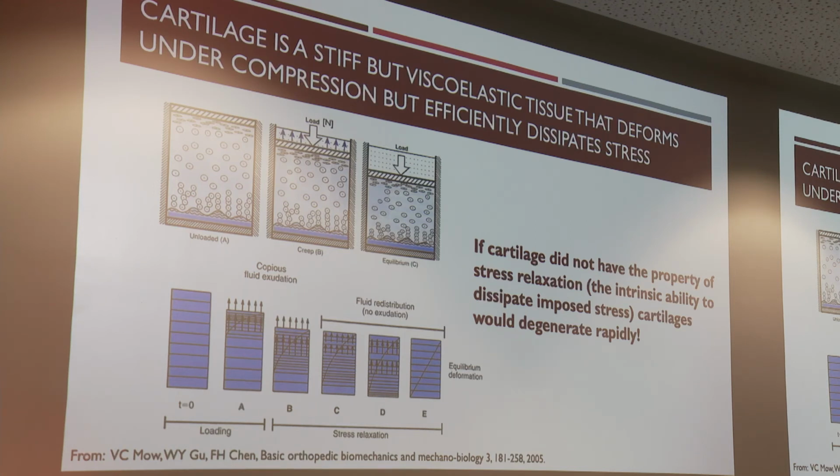The other thing it can do is once you compress it and you impose that stress on the tissue, it's the only tissue in the body that undergoes stress dissipation. That means the stress that's imposed on the cartilage with compression, we see this schematically here, undergoes an equilibrium and dissipates that entire stress. If the cartilages can't do that, we would lose our cartilages really early in life. So that stress dissipation is a very important biophysical characteristic of articular cartilage.